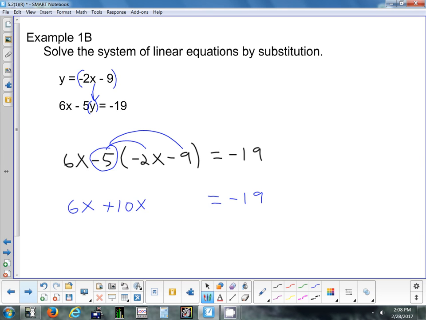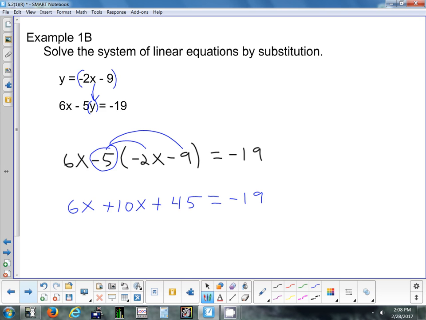Okay, how about the next one? Negative 5 times negative 9. Positive 45 or negative? Positive, because it's a negative and a negative. A negative times a negative is a positive. Great. Somebody see what I can do next on the left.